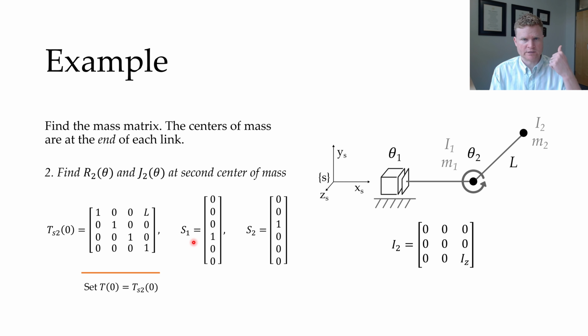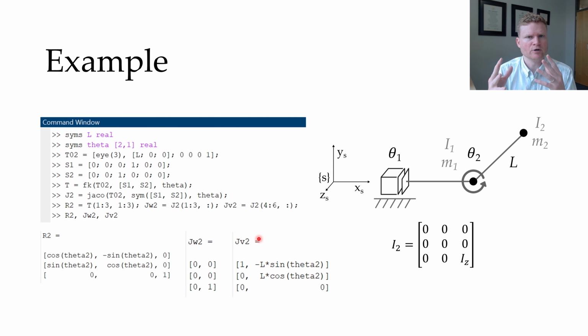My screw for S1 is the same as before. And now I also have a screw for S2 because I'm considering the motion of this second joint will impact the position of this center of mass. And so I need to include it within my calculation. So I've got my home transformation matrix and my screws. I now can plug those into the code and try to find the Jacobian and the forward kinematics for this second center of mass. So here's my code.